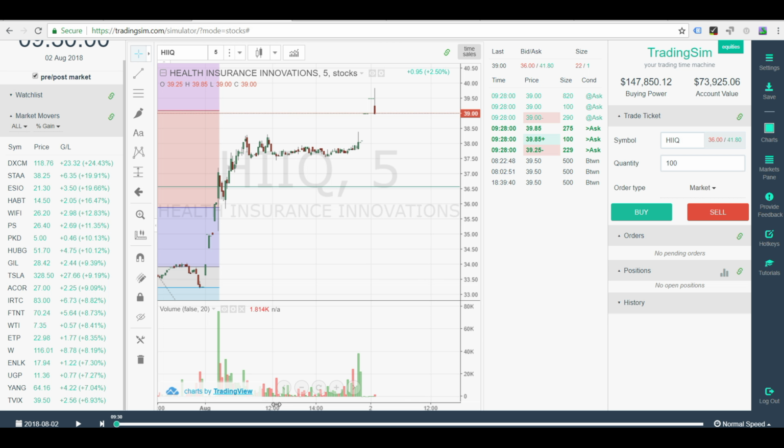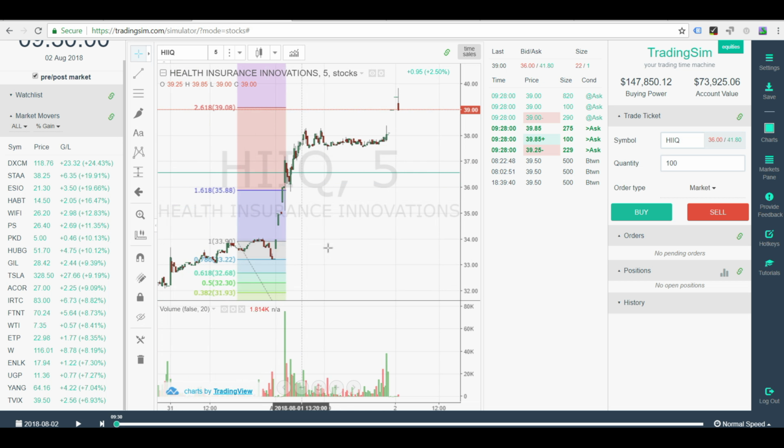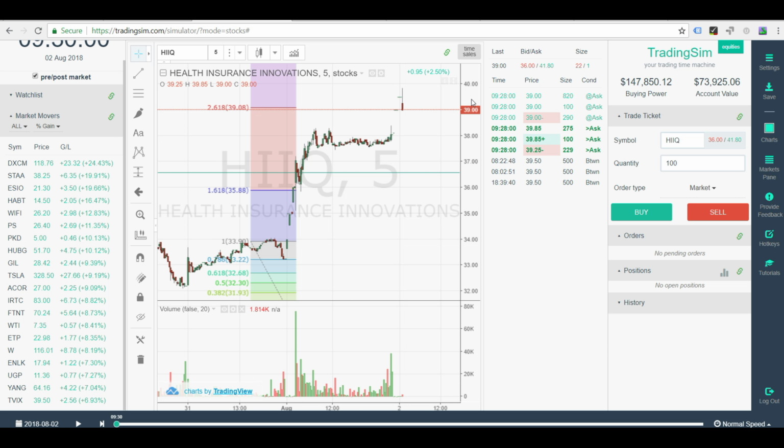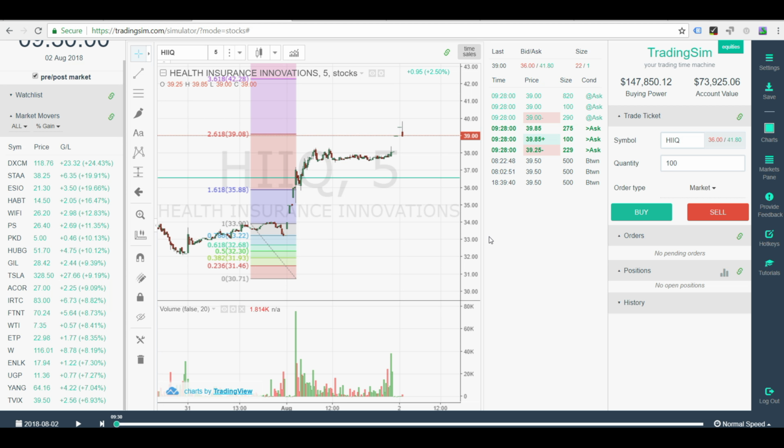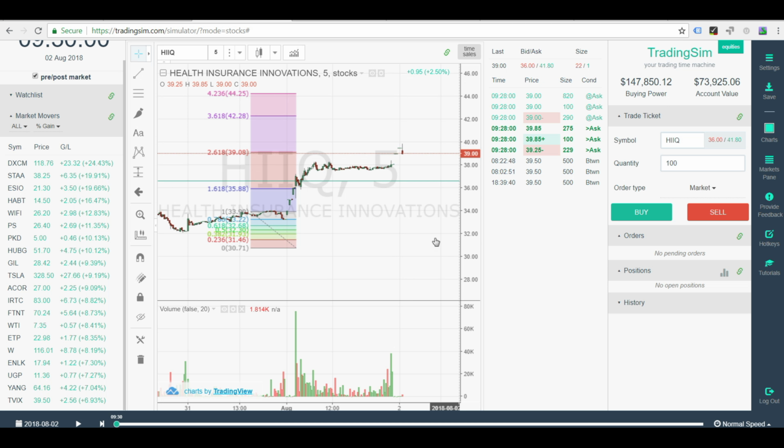And look at that. Look at that. We're going right through the 2618. So where do you think the next target is? That's right. The 3618. So where do you think the next target is? That's right. Next level up. 3.618 extension. 42.28. As we stated yesterday, do we wait till 42.28? Nope. We're going to likely look to exit a little below.